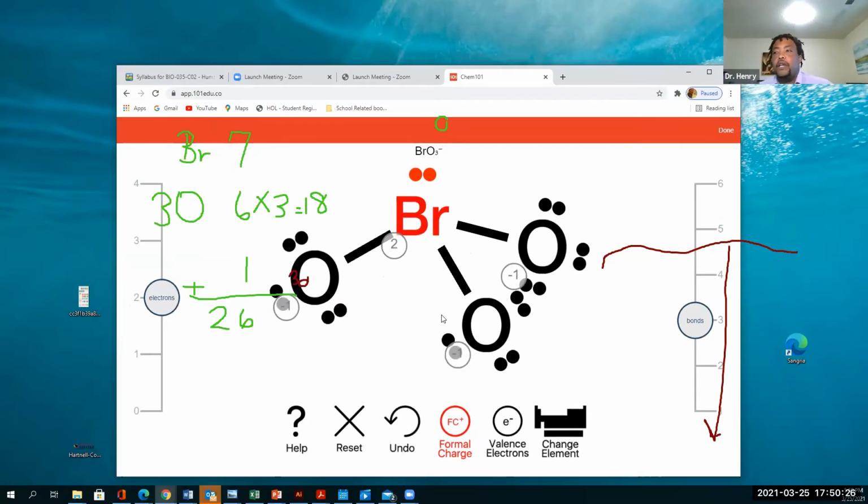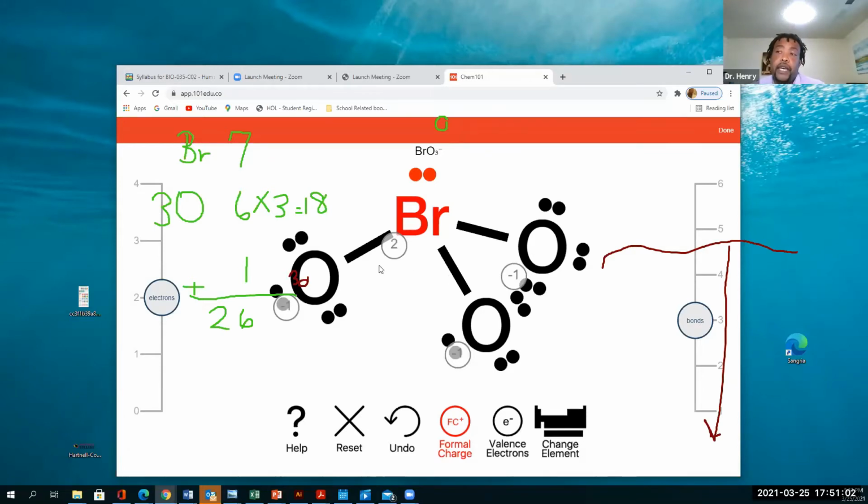Okay, so now what we want to do is modify this so that we try to get this as close to 0 as we could possibly get it, right? But we also know that we have a negative. So it's okay for one of the guys to have a negative charge associated. The one that we want to have a negative charge on is the one that is going to be the most electronegative. We'll be talking about that today again, okay? In terms of bromine and oxygen, oxygen is more electronegative. So if it's going to be a negative charge, we want it to be on the oxygen, not on the bromine, okay?